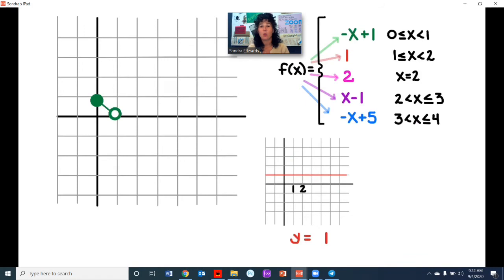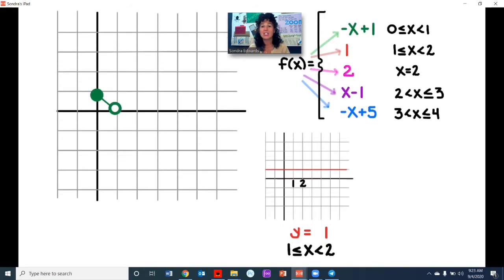Here I have graphed y equals 1. Y equals 1 is just a horizontal line that goes through the y-axis at 1. If this would have been x equals 1, well then we would have had a vertical line going through the x-axis at 1. All right, so now we want to just use the right piece of y equals 1. We would like to use just the piece from 1 to 2. So I'm going to put in a rectangle from 1 to 2, again, just to emphasize which piece we're going to use.